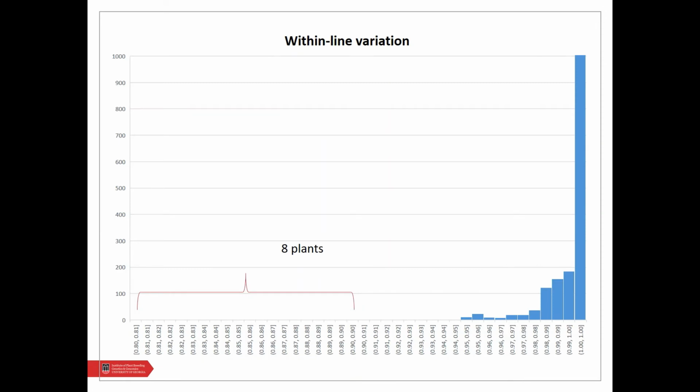This histogram shows within-line genetic variation. It was very limited. Genetic similarity values range from 80 to as high as 100% within cultivars. However, the bulk of individuals within cultivars were greater than 98% similar. Because of this high level of within-line similarity, I combined genotype data to form a consensus genotype for each cultivar.